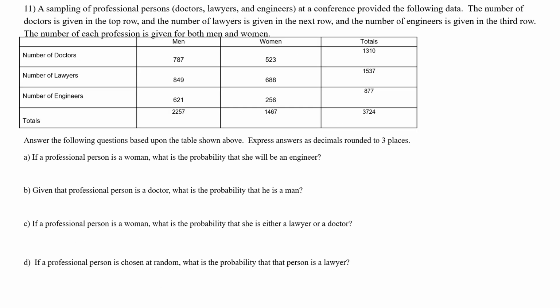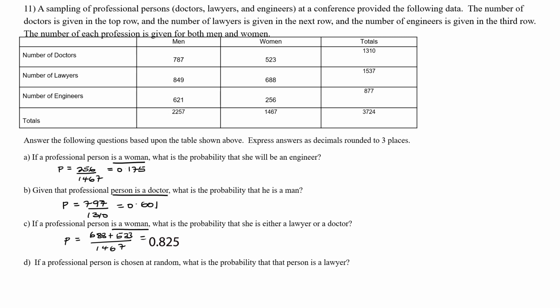This table shows us information about doctors, lawyers, and engineers. The conditional probability, the condition becomes the denominator. The condition here is that the person is a woman. So the probability becomes, the condition here is the person is a doctor. The condition here is the person is a woman. For this, there is no condition, and so we need to be careful. The probability will be divided by the total.